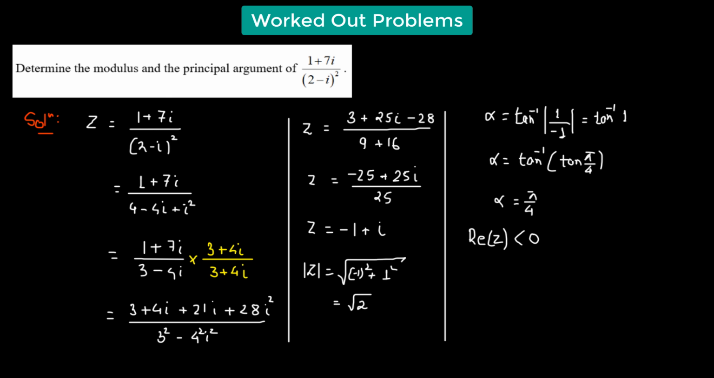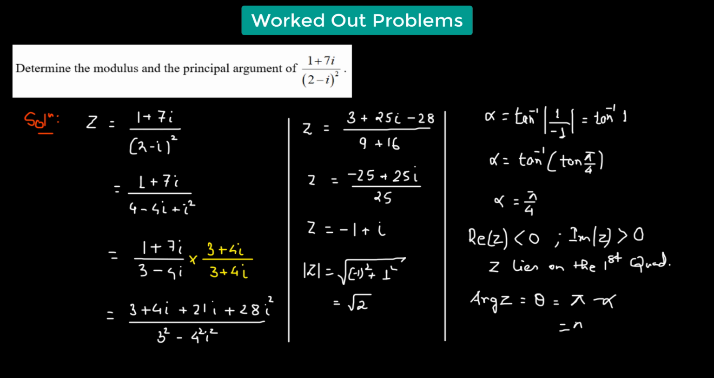less than 0 because it's negative 1, whereas the imaginary part is positive 1, which is greater than 0. So that means our z lies in the second quadrant. So we have theta. So we have the argument of a complex number z, which is equal to theta, can be determined by subtracting our acute angle alpha from pi. So we have pi minus pi over 4, which gives us 3 pi over 4.